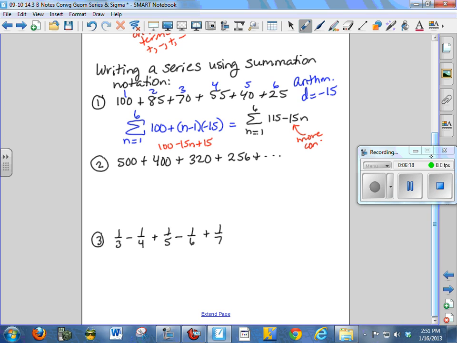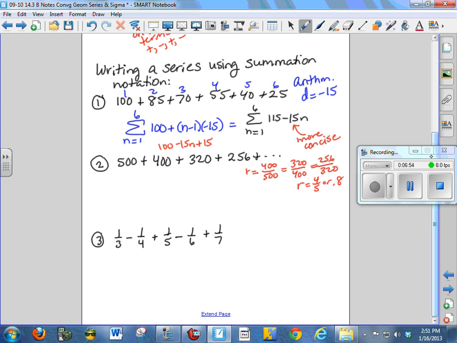More concise. Okay, the second one, 500 plus 400 plus 320 plus 256. It turns out that this is a geometric series, so we can figure this out. Remember that r is equal to 400 over 500, which is the same as 320 over 400, and 256 over 320. If not all of those numbers are the same, then it's not geometric, but in this case they are. r is equal to 4/5 or 0.8. You can use either one.